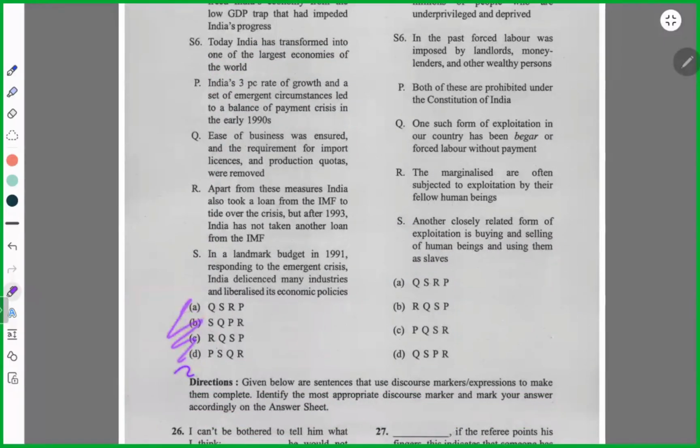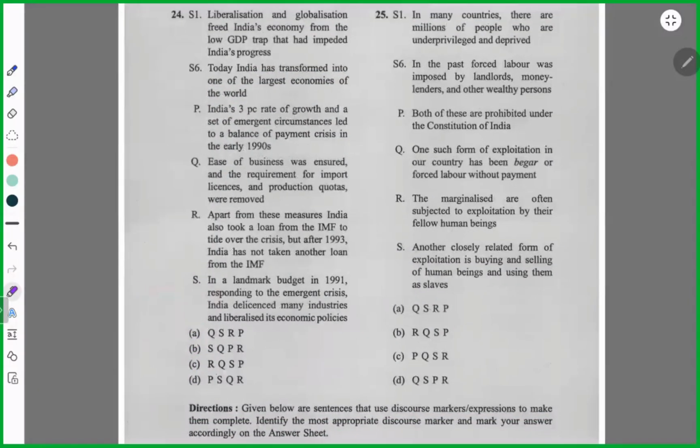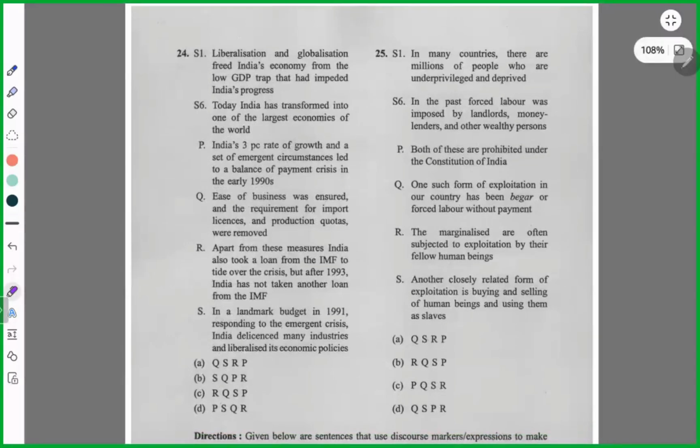PQSR. Every option is there. So we need to see everything. Okay. Now India's three percent rate of growth and a set of emergent circumstances led to a balance of payment crisis in early 90s. Okay, see, liberalization, globalization freed India's economy from the low GDP trap.